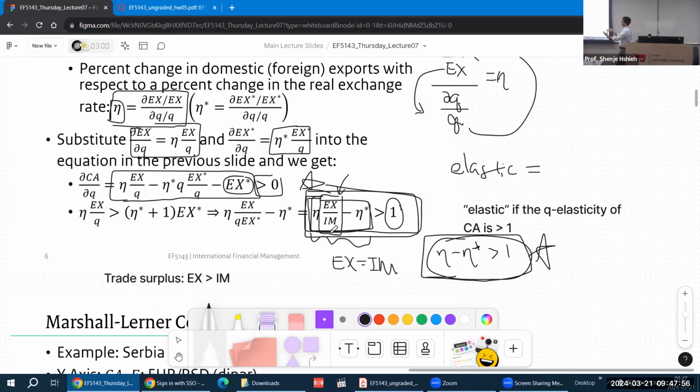And then that would help, right? That would help the difference. The gap between eta and eta star is larger when there is a trade surplus and more likely to be greater than 1. And therefore, your current account is more elastic when there's a change in Q.